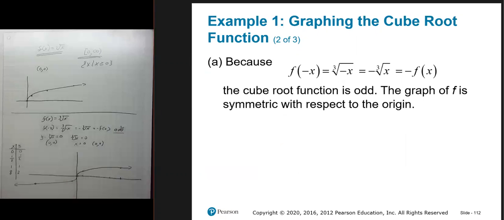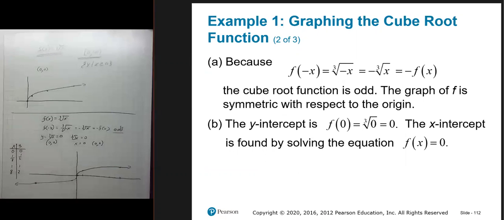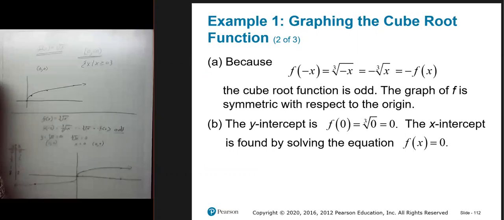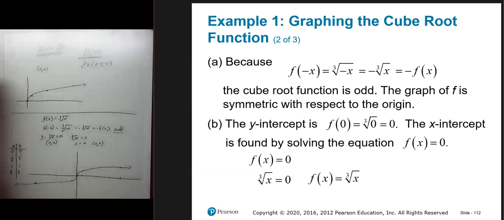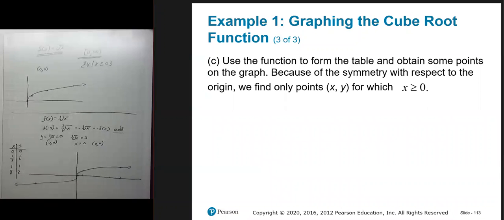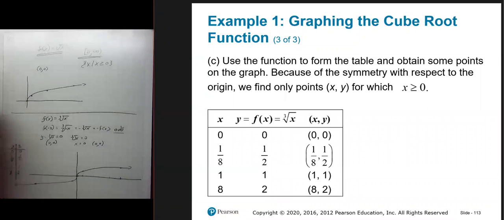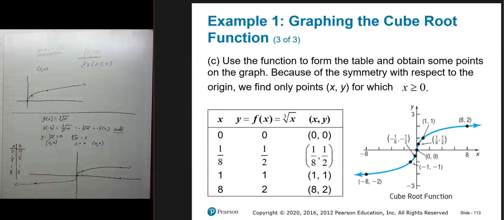Ba-doom. So we determined it was odd and symmetric with respect to the origin. We found the x-intercept and the y-intercept. Okay. And then we use a table with positive values for x, knowing full well that if I negate both the x and y, that'll give me the mirror images. And so there we have it.